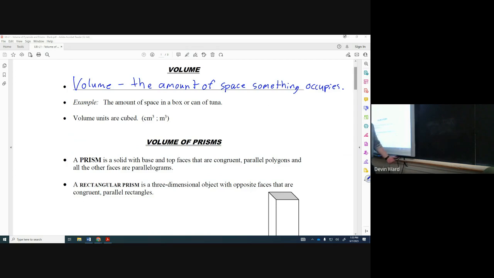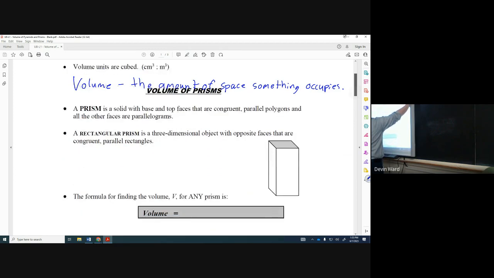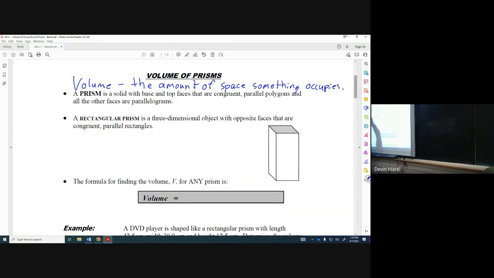up space. Okay, and remember, the units for volume are always cubed. So it doesn't matter what our units are, whether it's centimeters, meters, feet, inches, kilometers, doesn't matter what it is, it's always going to be that unit with a little 3 at the top to indicate that it's cubed. Okay? So let's talk about volume for different shapes. So first we're going to start with prisms.